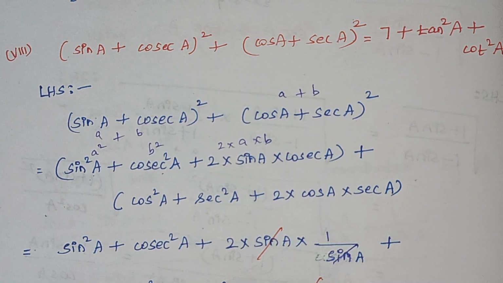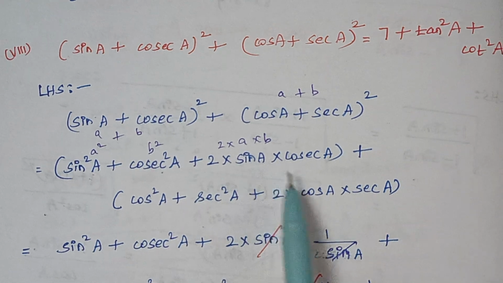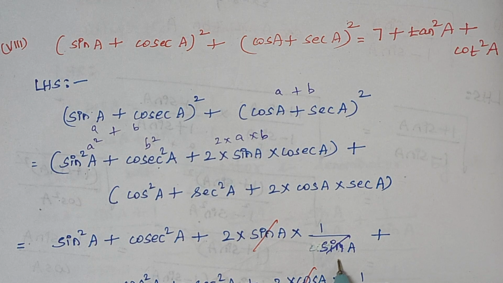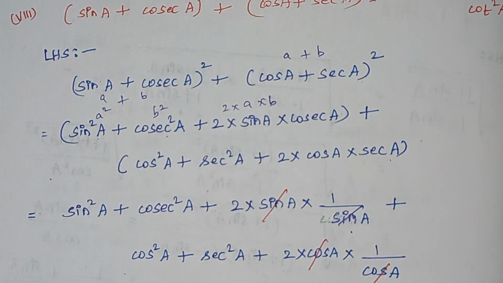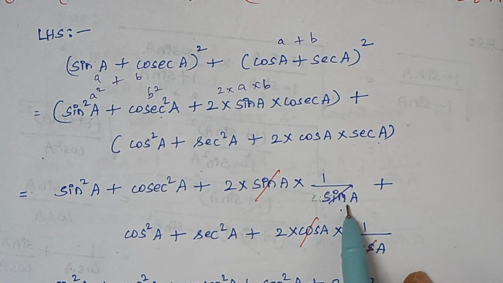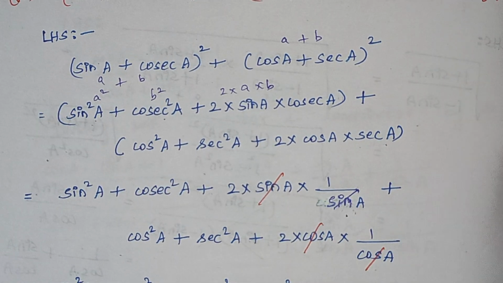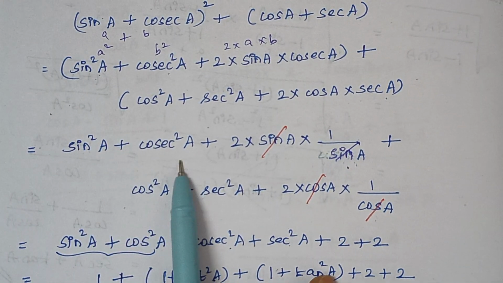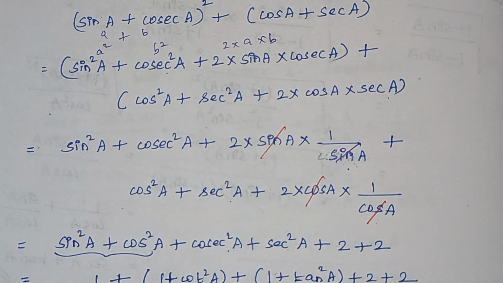Right. So here the next step is, we are writing these two terms as such, plus I am replacing cosec A, which can be written as 1 by sin A. And similarly here sec A can be written as 1 by cos A. The remaining terms we can write as such. So this sin A cancels, and finally this cos A cancels. So we are writing the remaining terms, that is sin² A + cosec² A + cos² A + sec² A + 2 + 2.